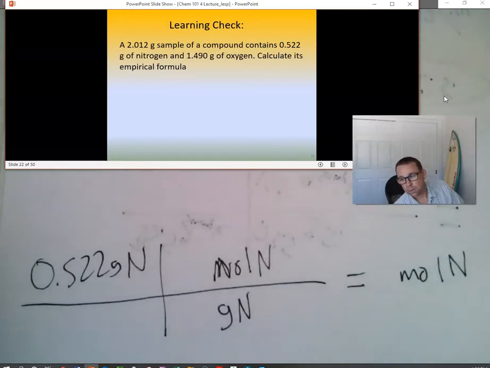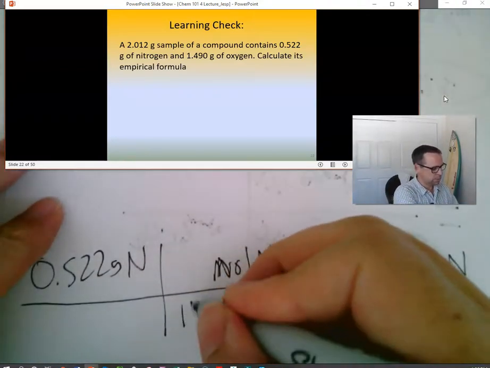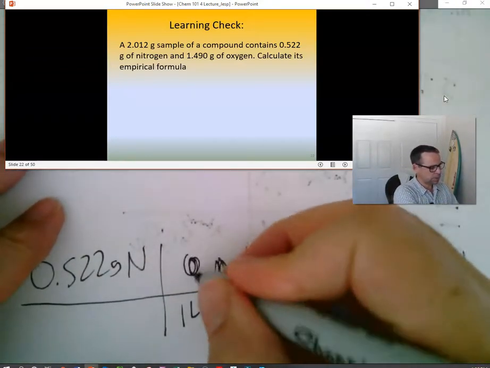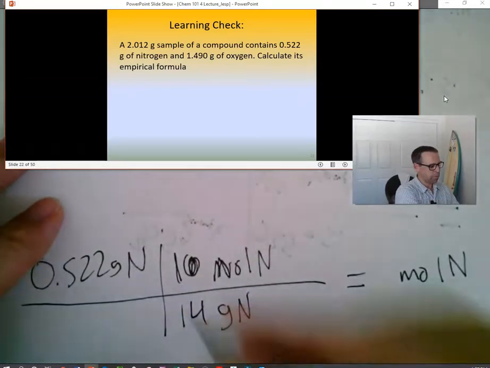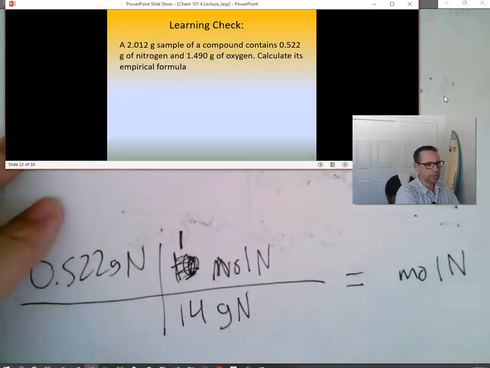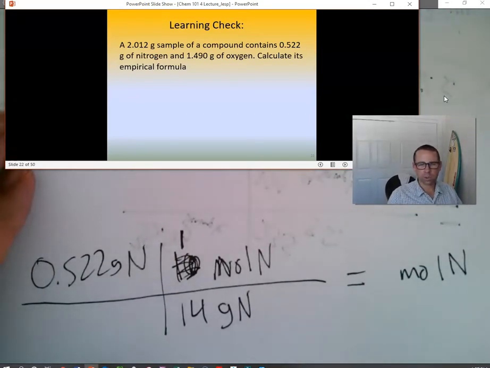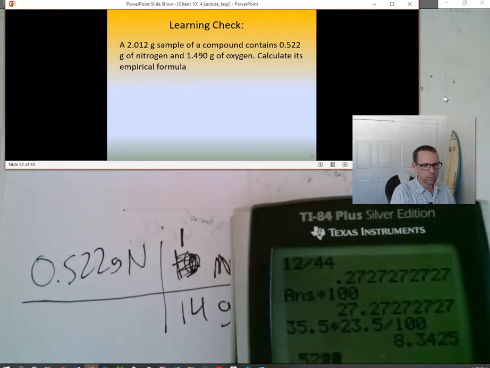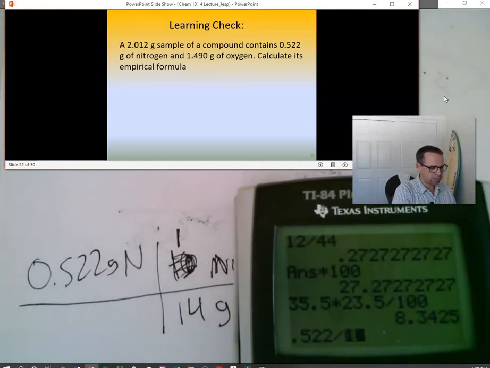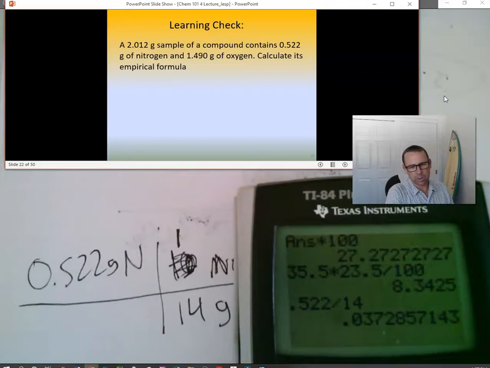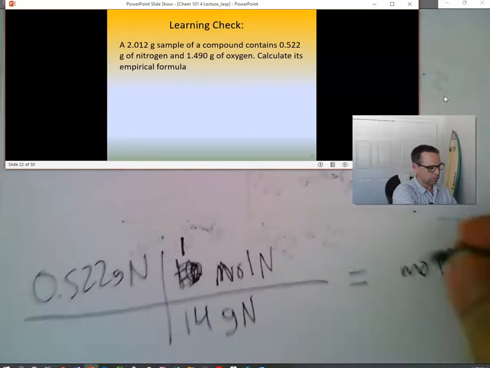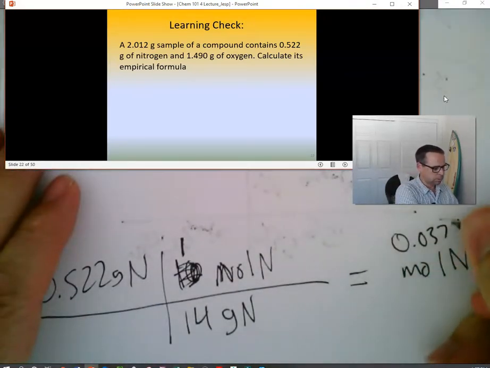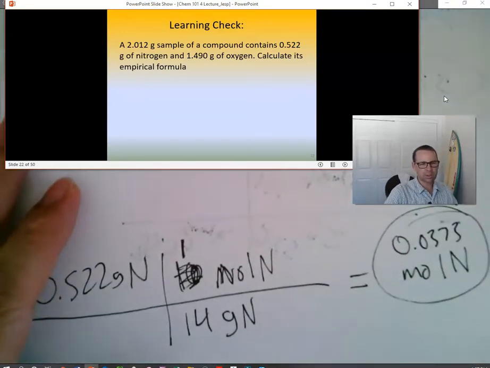That's the atomic weight. Yeah, that's right. It's number 7 and 14. 14 grams for every 1 mole. 14 grams for 1 mole. So the calculator has to have the 0.522 and then divided by the 14. Very good. 0.0373. Now that's moles of nitrogen.